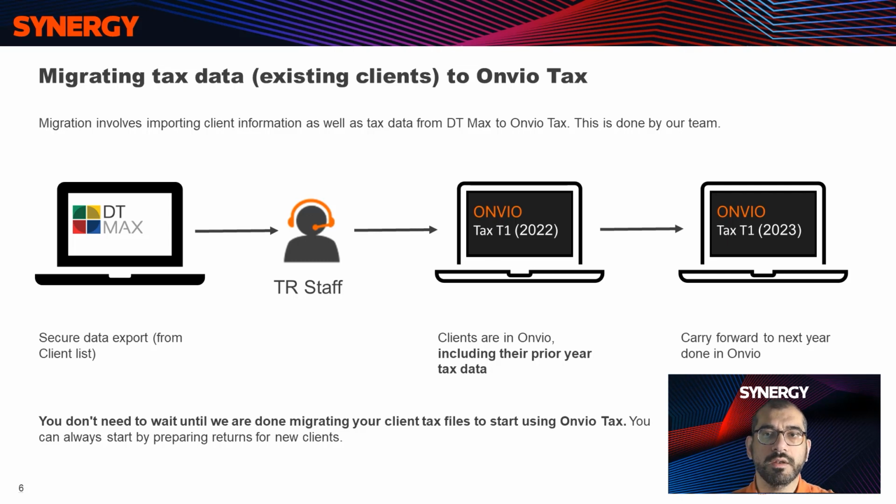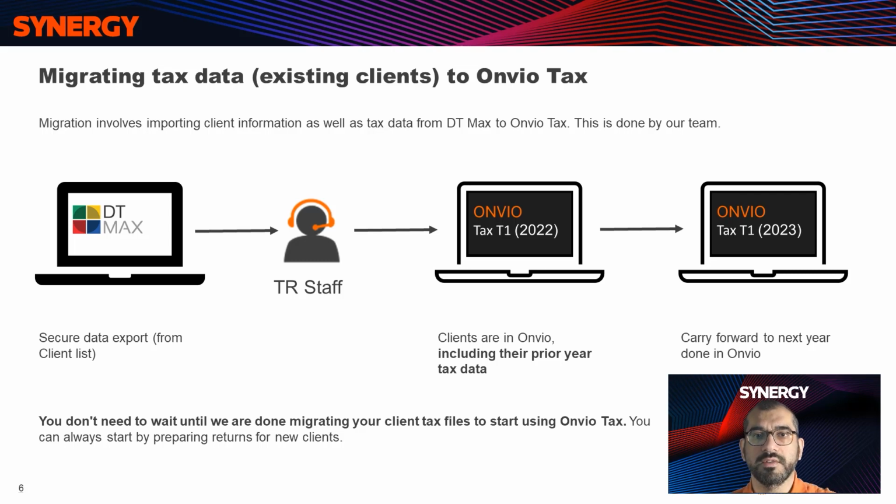First, from your end, you'll export from your client list in DTMax a set of clients that you want to work on in Onvio Tax. Second, we'll grab that extract. We'll show you how you can share it with us in a secure fashion, and we will convert that data into Onvio format. Afterwards, we'll temporarily access your Onvio account to place the converted files into your Onvio project grid.